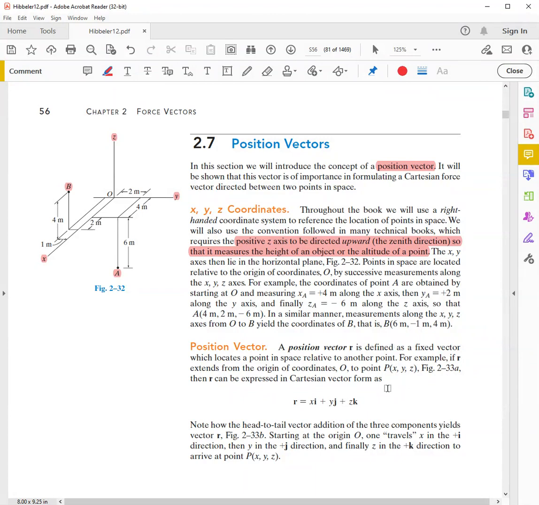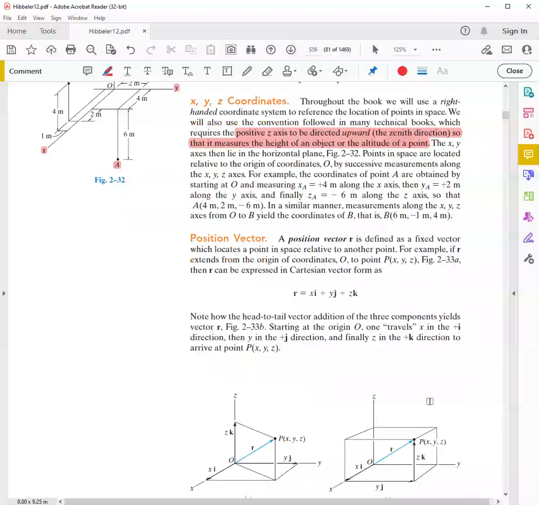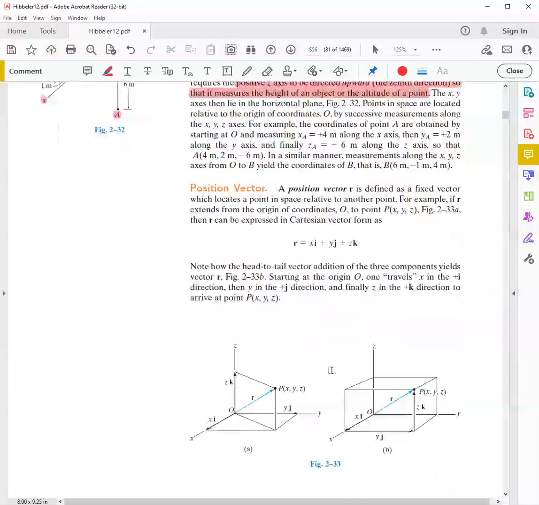Okay, so the position vector is defined by its position about the origin. It's defined by its x, y, and z components, and we use unit vectors i, j, and k in a writing like this one. Okay, so yeah, this is position about the origin.